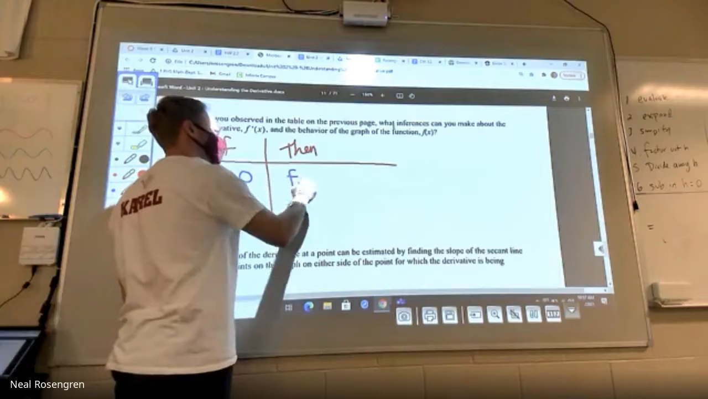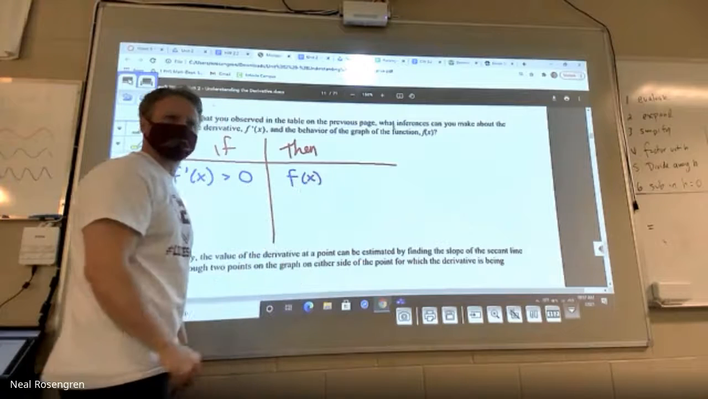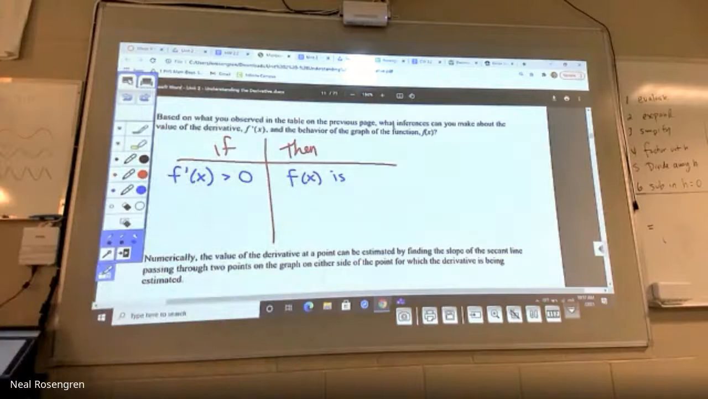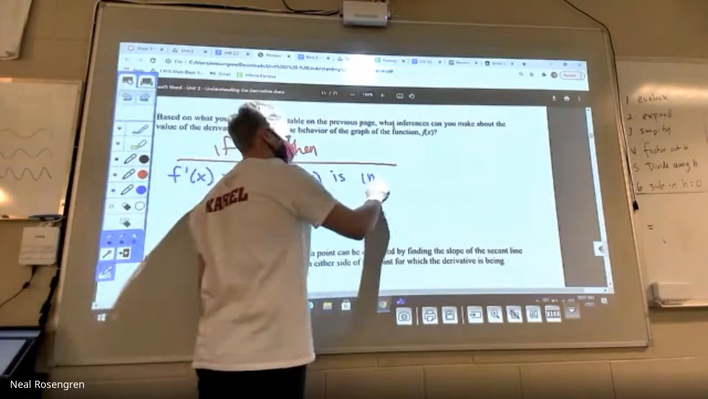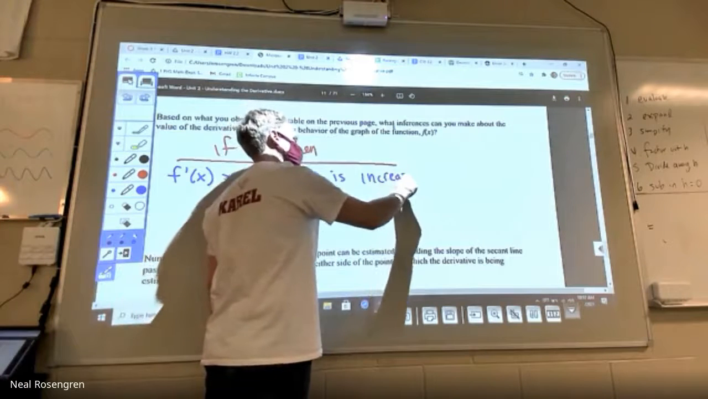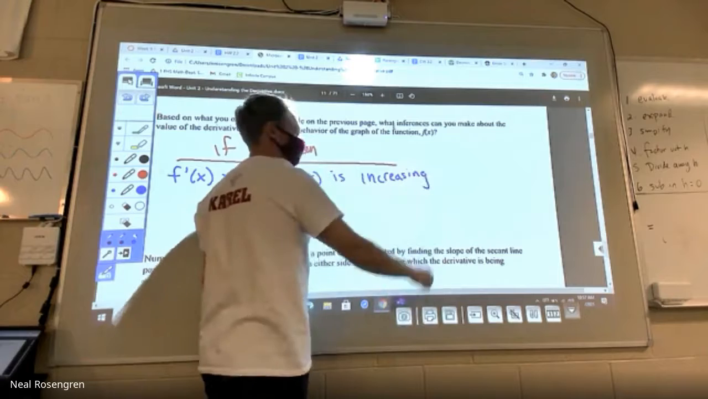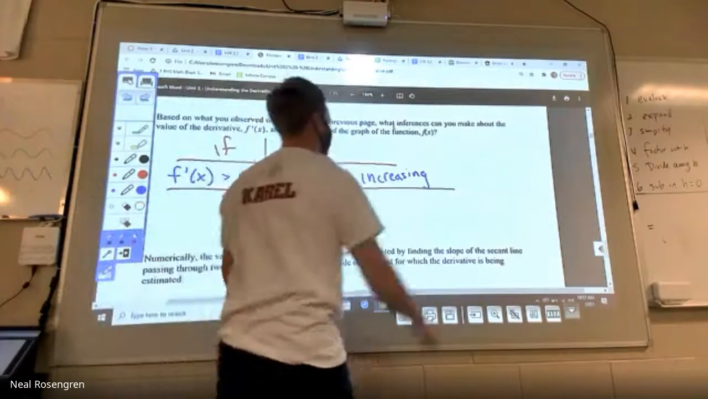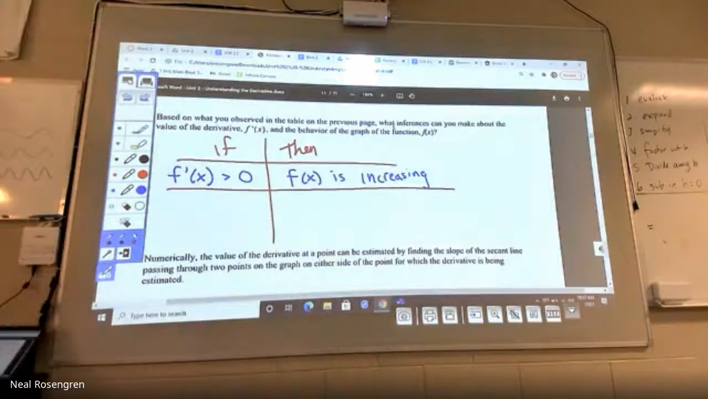What does that tell us about the actual function itself? Then f of x, or an object moving along that function, we're increasing, absolutely. And I'll write out the whole word this time so we can see it, but you'll see I'm almost always going to abbreviate INC and DEC. Increasing and decreasing. Right? And now we can, oh, there we go, nice.